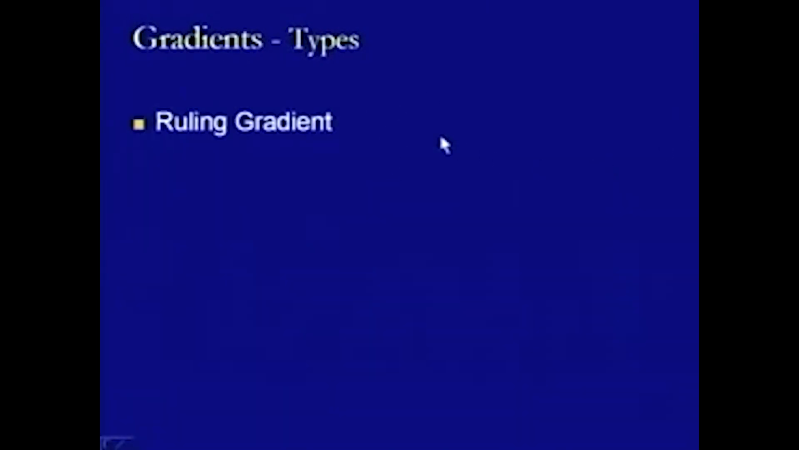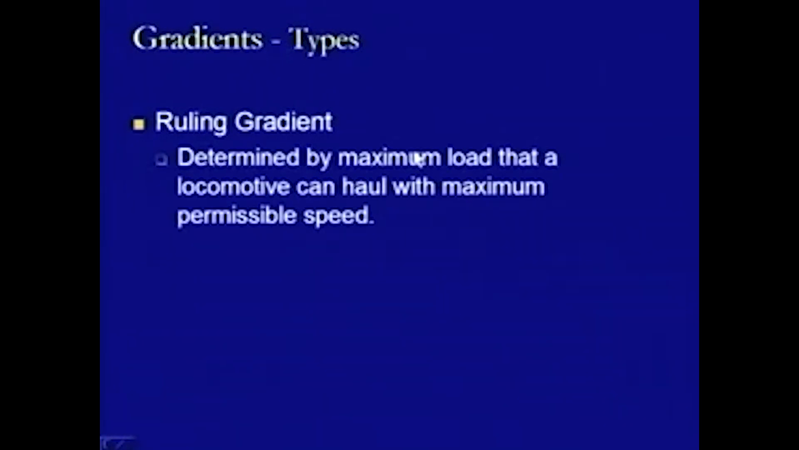So, we will be starting with the different types of gradients now, and the first gradient which we are discussing here is the ruling gradient. This is the design gradient basically, because it is determined on the basis of the performance of the locomotive, and at the same time it looks at the total amount of load which that locomotive can take along with it while negotiating any gradient without any loss or major loss in the speed of the movement. So, that is what is basically a ruling gradient.